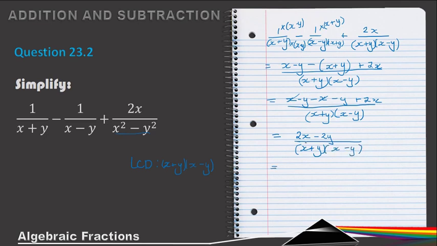Then we can see we can still factorize this part now. So we take out a 2 and we're left with x minus y. That's over x plus y and x minus y. Then we can cancel these two products. So we have 2 over x plus y left.